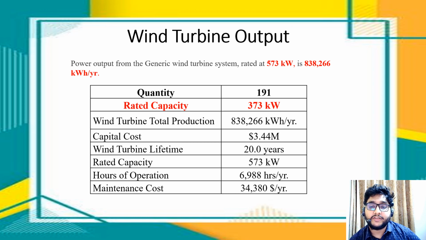Capital cost is 3.44 million. Wind turbine lifetime is 20 years. Rated capacity 573 kilowatt. Hours of operation per year is 6,988. Maintenance cost is $34,380 per year.